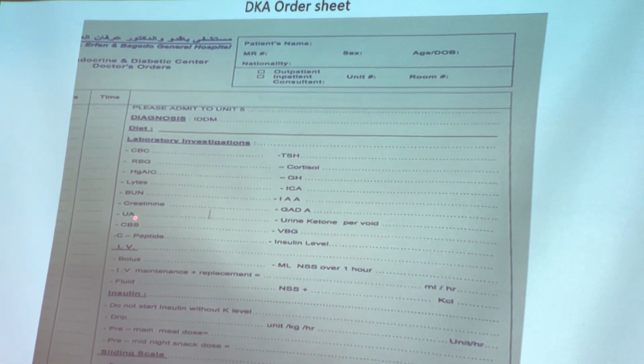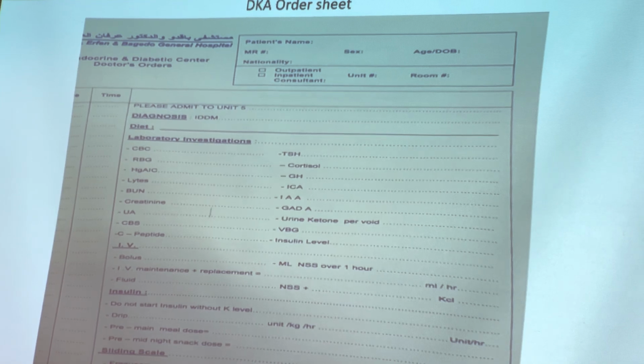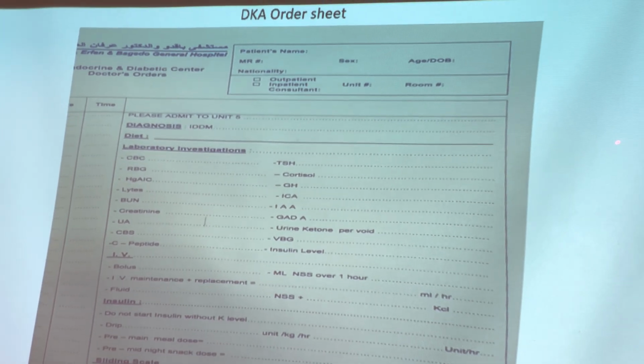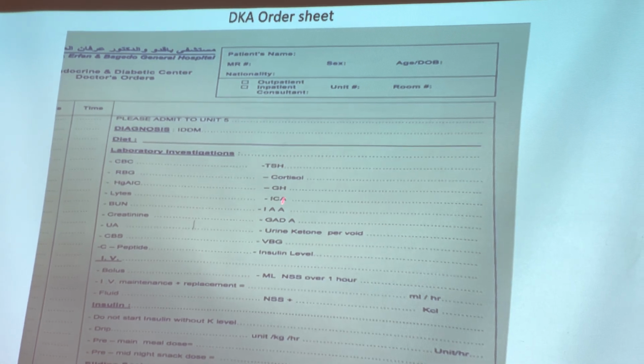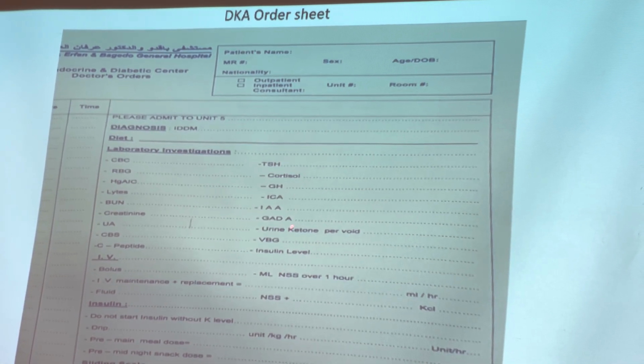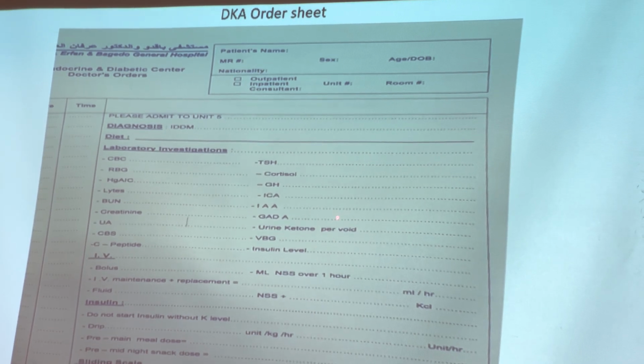Creatinine, urine analysis, CBS, this is the capillary blood sugar. This will be every 1 hour, hourly, in the DKA patients, and every 2 hours if the patient is not in DKA. And here's the TSH, and this is a lab we are not ordering usually, it's only in special cases. And urine ketone per void.